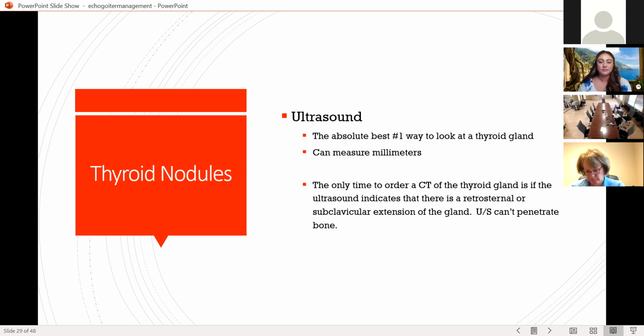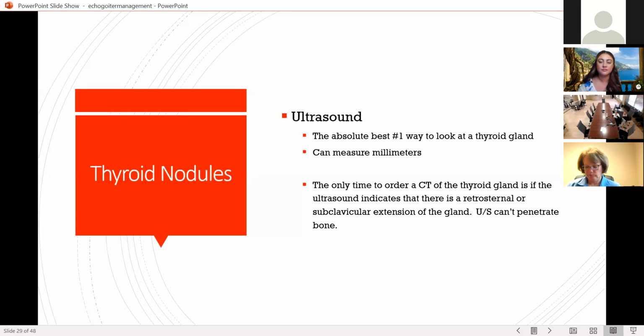So an ultrasound is the absolute best way to look at a thyroid gland, hands down. They can measure tiny little units. They can look at the back side, the front side, the side of every thyroid gland. If you want to think about a CAT scan to look at a thyroid gland, the only time that would be indicated is if your ultrasound already indicates that the thyroid is extending down behind the clavicles or behind the sternum, because of course ultrasound can't penetrate bone.